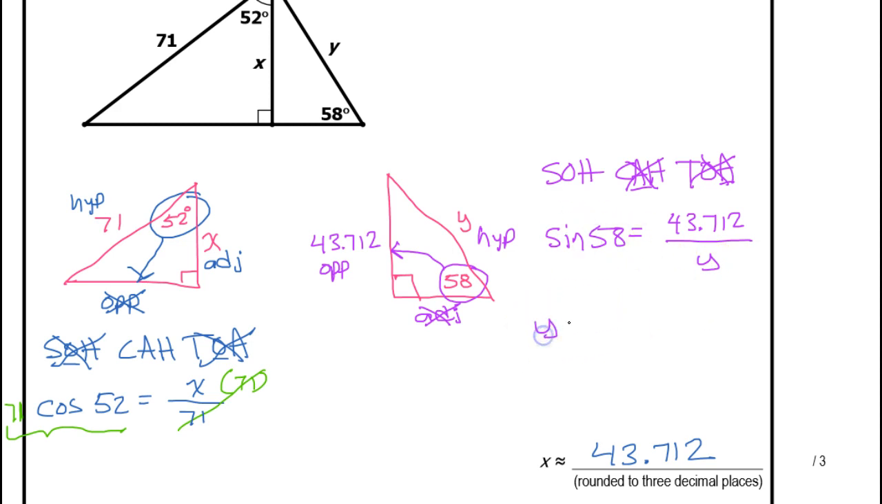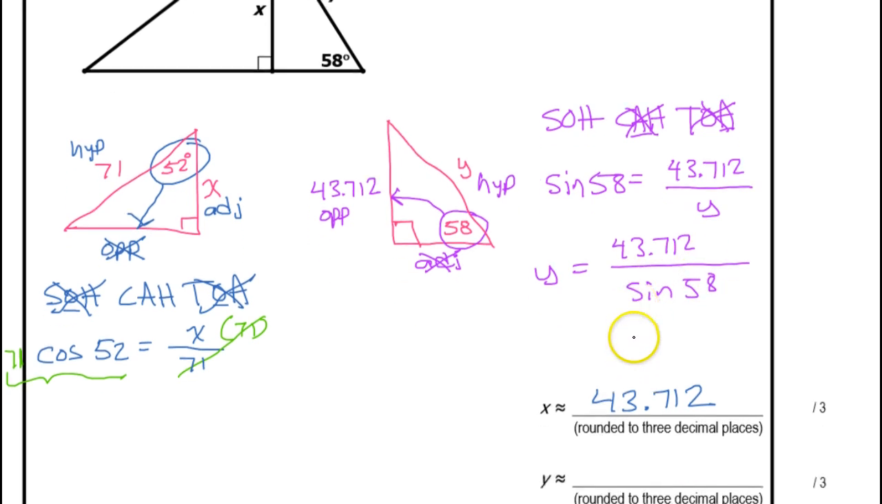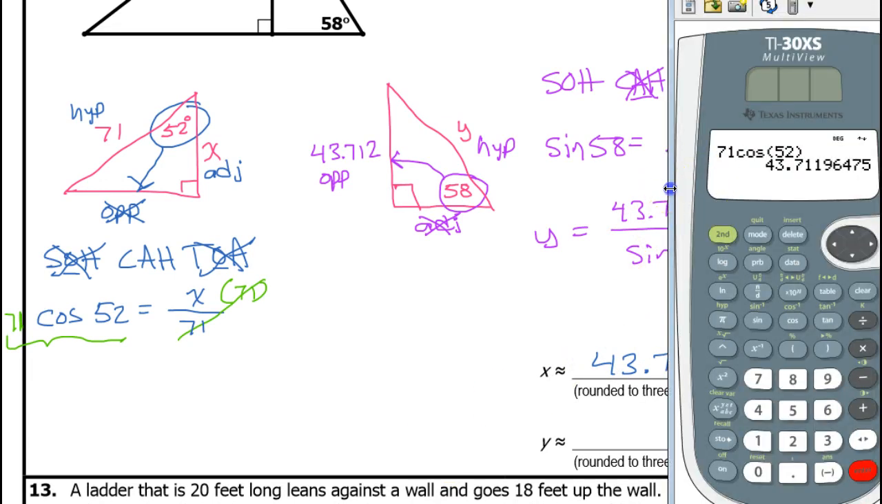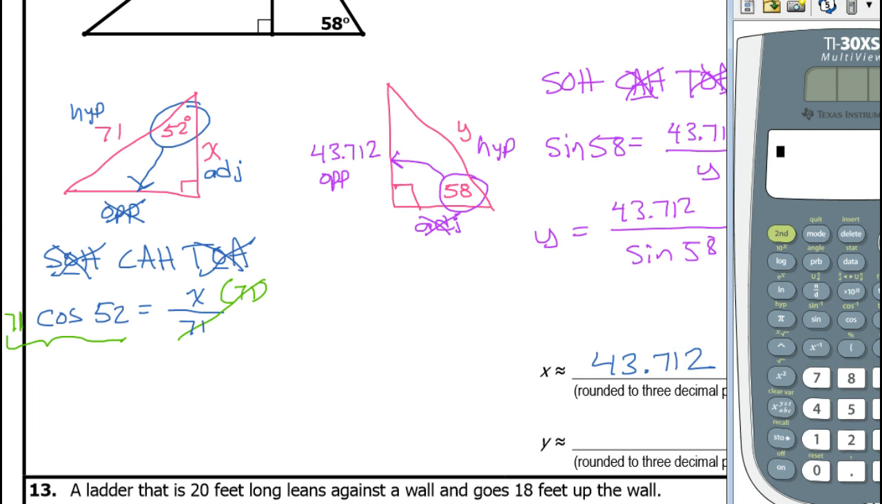So we will have y is equal to 43.712 over sine of 58. And we can just put that in the calculator. Okay, so 43.712 over sine 58. Okay, so that is 51.544.